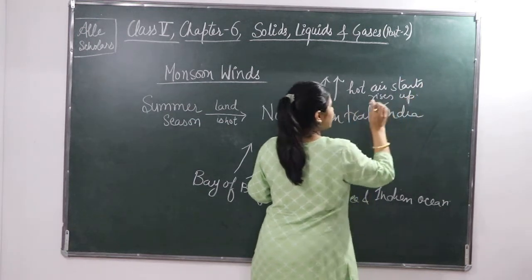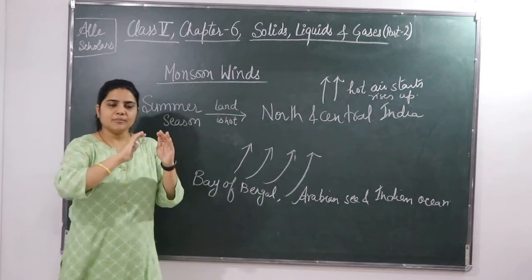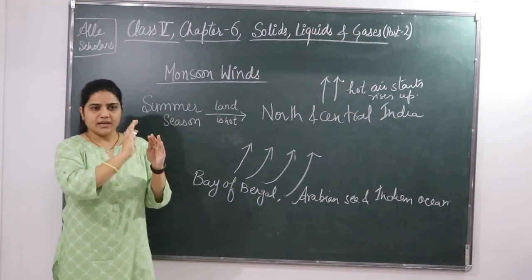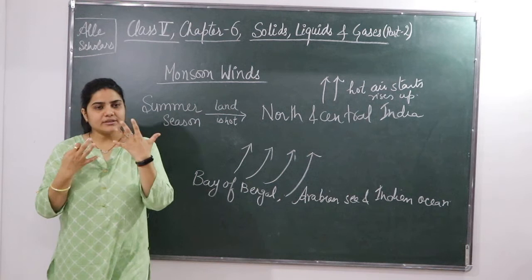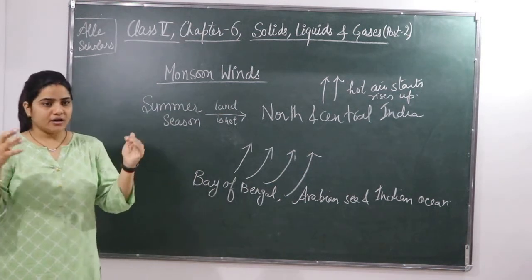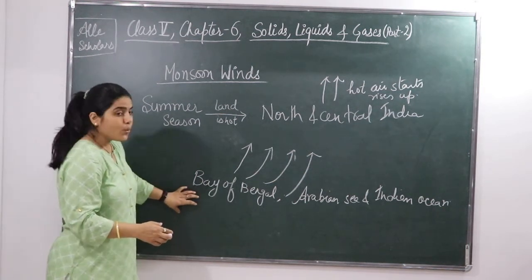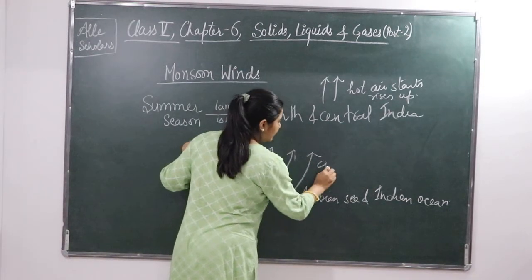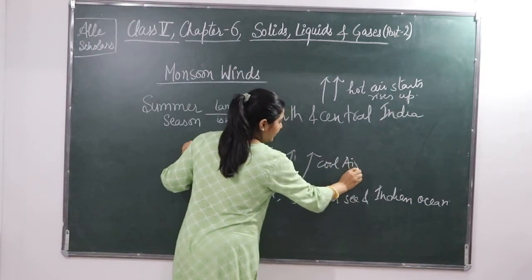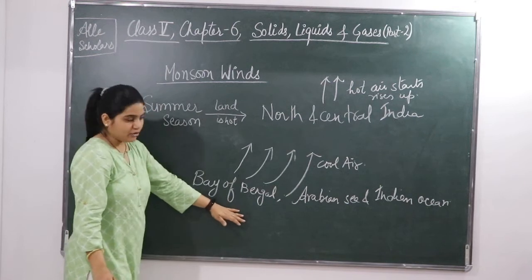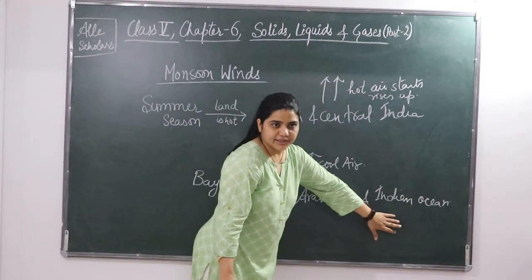Okay. Now when the hot air starts rising up, there has been a space of the air being created. So now this space is being covered by the cool air. This cool air will blow from where? It will come from Bay of Bengal, Arabian Sea and Indian Sea.